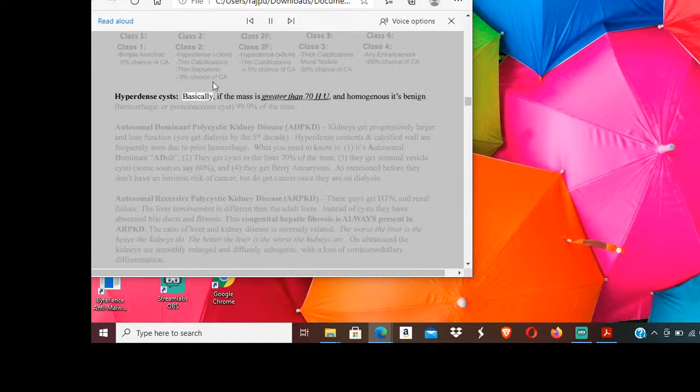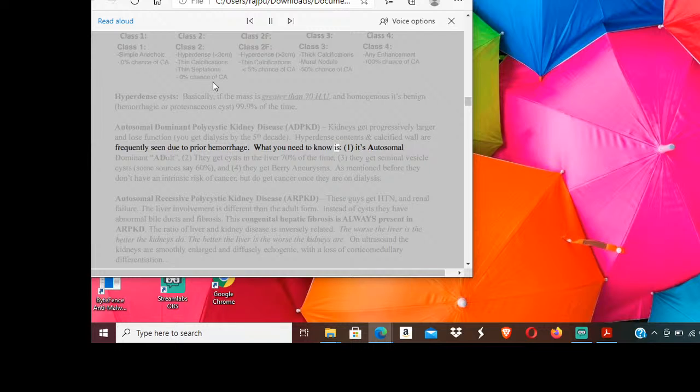Hyperdense cysts. Basically, if the mass is greater than 70 HU and homogeneous, it's a benign hemorrhagic or proteinaceous cyst 99.9% of the time. Autosomal dominant polycystic kidney disease, ADPKD: kidneys get progressively larger and lose function. You get dialysis by the 5th decade. Hyperdense contents and calcified wall are frequently seen due to prior hemorrhage.